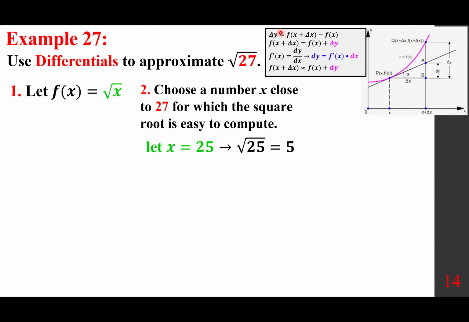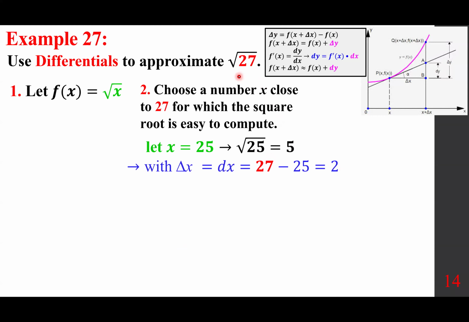And so, what is delta x or dx? The difference between the two, 27 minus 25, is 2. Please understand, it means we know the square root of 25 is 5. We don't know the square root of 27. Because 2 is positive, the square root of 27 obviously is larger than the square root of 25. So that's why it's positive.